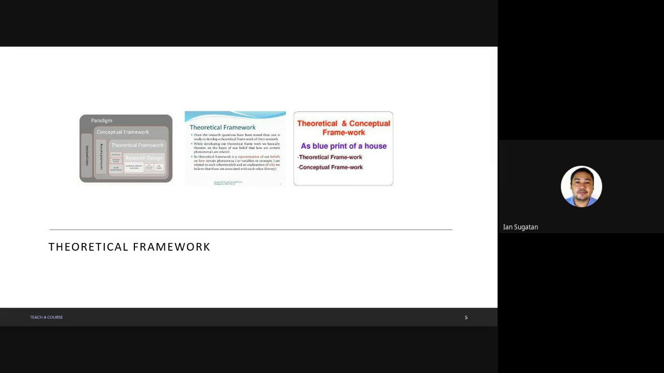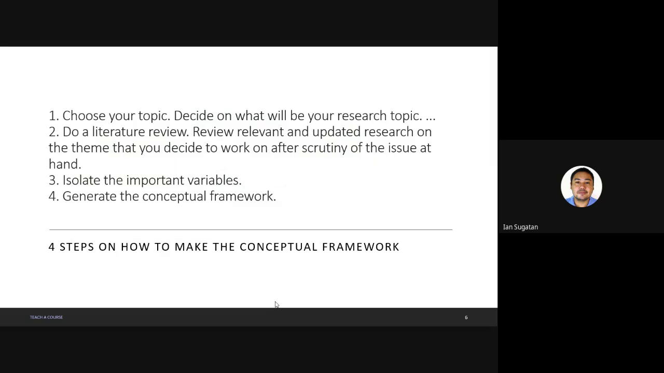So there are 4 steps on how to make the conceptual framework, no? Theoretical framework, I think. Hindi ni siya conceptual framework. Conceptual framework yun dapat. So, balik kita sa conceptual framework, no? Kung paano ninyo himuon ang conceptual framework ninyo.